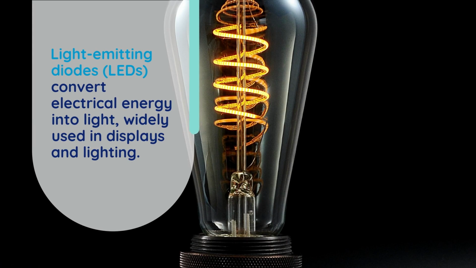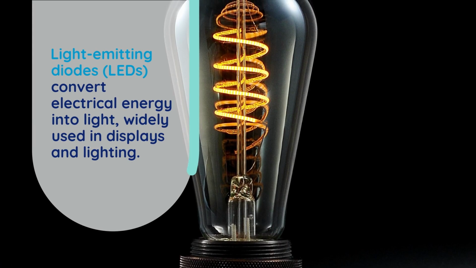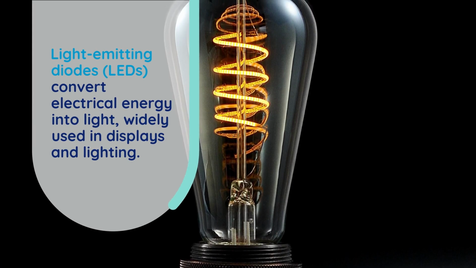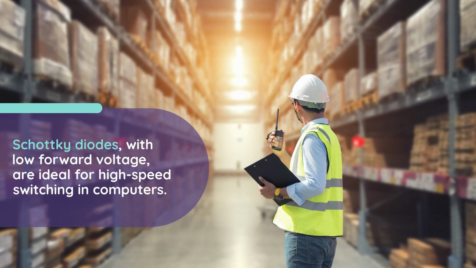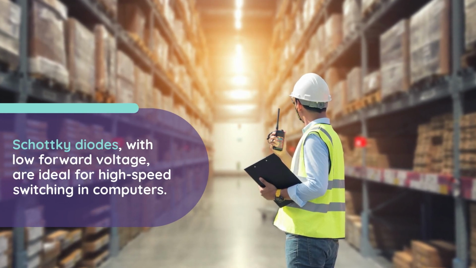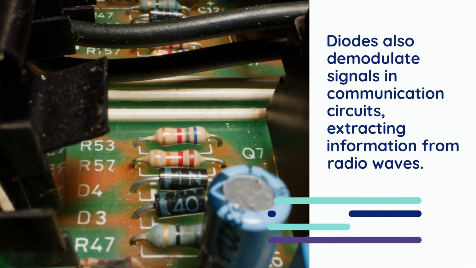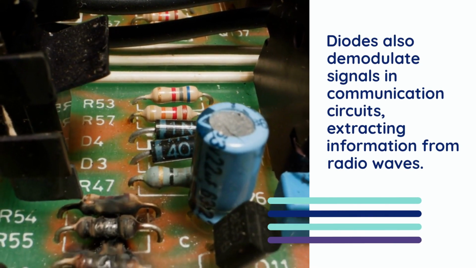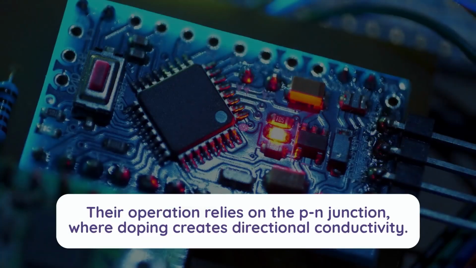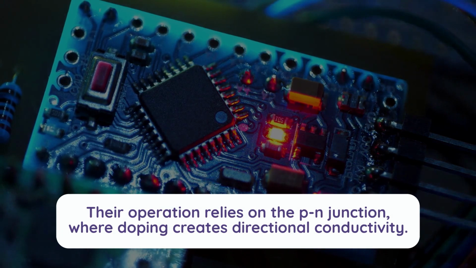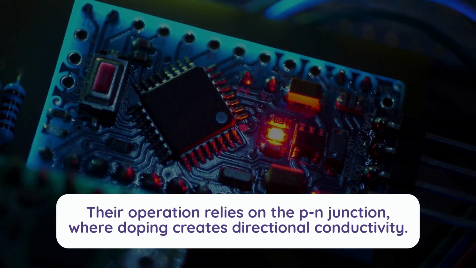Light-emitting diodes, LEDs, convert electrical energy into light, widely used in displays and lighting. Schottky diodes with low forward voltage are ideal for high-speed switching in computers. Diodes also demodulate signals in communication circuits, extracting information from radio waves. Their operation relies on the p-n junction, where doping creates directional conductivity.